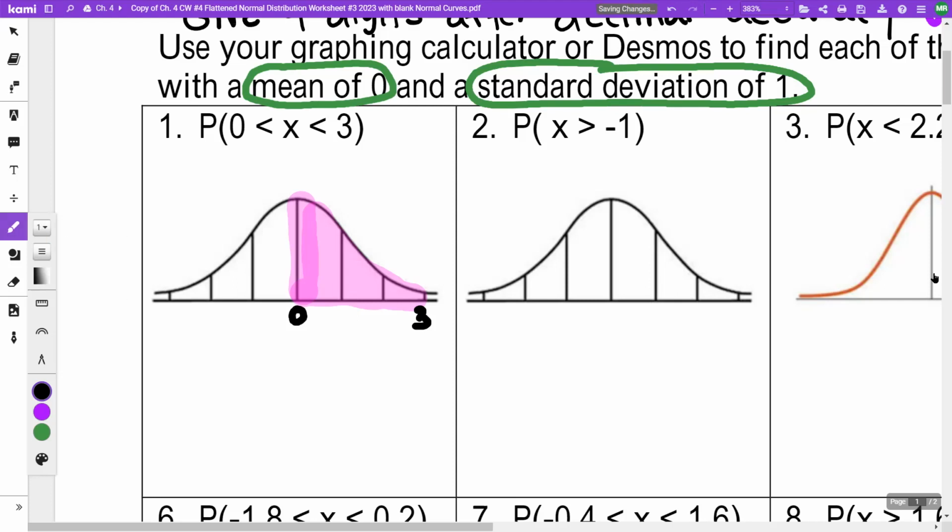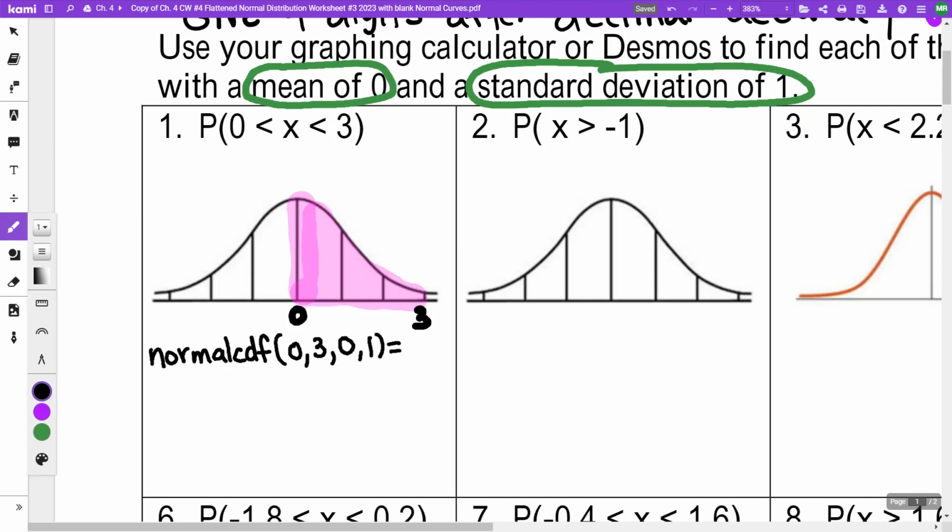So we're going to write normal CDF, because I want to know what you're typing into the calculator. Our lower bound is going to be 0. Our upper bound is going to be 3. In this situation, on 1 through 10 of this worksheet, it is a standard normal curve, so our mean is going to be 0 every time, and our standard deviation is going to be 1. And then we're going to put that into our calculator.